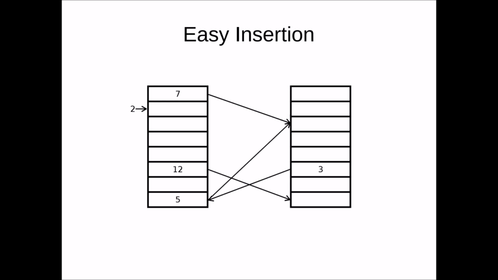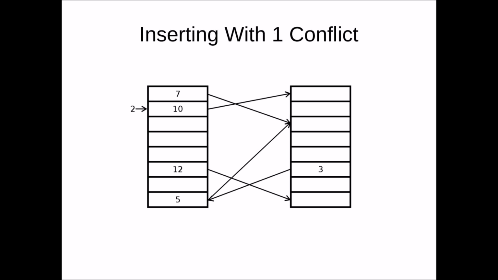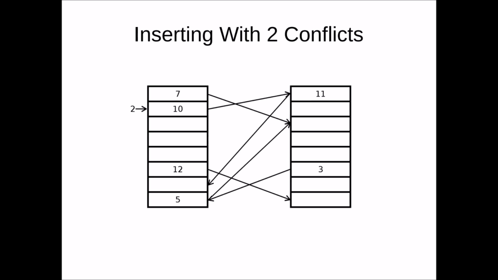In this diagram, the arrows indicate where each element will go if it is kicked out. For the simple insertion, we insert 2 into the first hash table, and there are no conflicts. Suppose that 10 is in the second position in the first hash table. We insert 2, kick 10 out, and insert 10 into the first position of the second hash table. Now suppose that 11 is in the first position of the second hash table. Like before, we insert 2, kicking out 10, then insert 10, kicking out 11, and insert 11 into the first hash table.